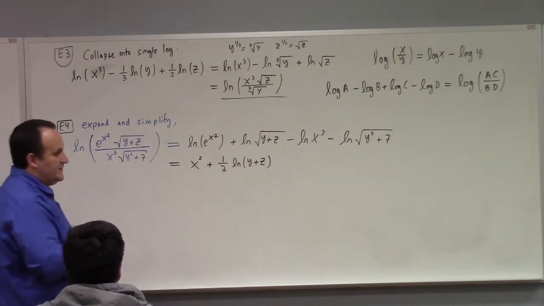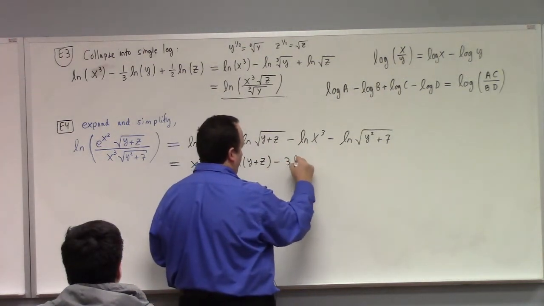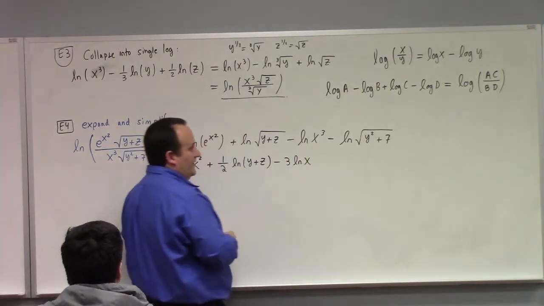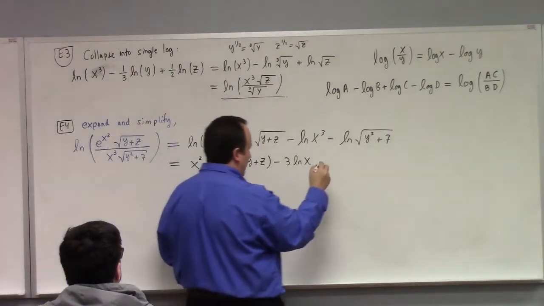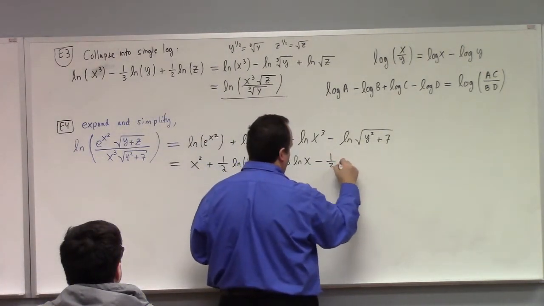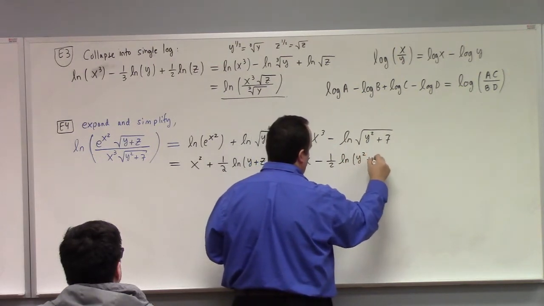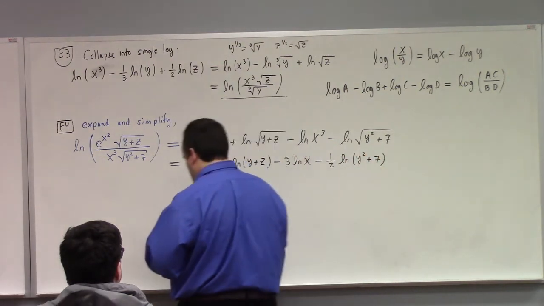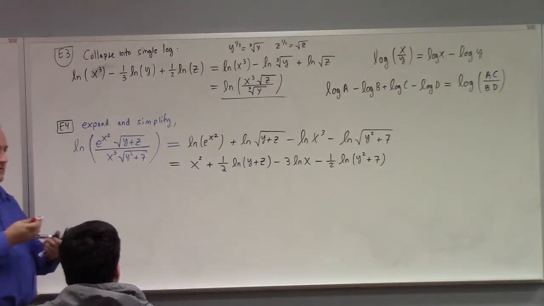The log of x cubed, we can pull the 3 down. 3 log x. And then that y squared plus 7 square rooted, we can pull a half out of that. So minus 1/2 natural log of y squared plus 7. And there you go. That's the end of the road right there.